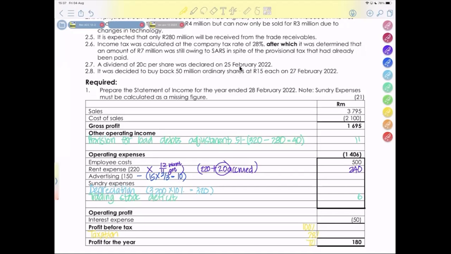Once you've got those figures, you can actually use the 180 that's been given and say times 28 that I'm looking for over the 72 that I was given. And then you'd be able to get the amount of 70 as your tax for the year. And then you could work backwards to see that the profit before tax must have been 250, or you could work out the 250 as the 180 times 100 over 72.